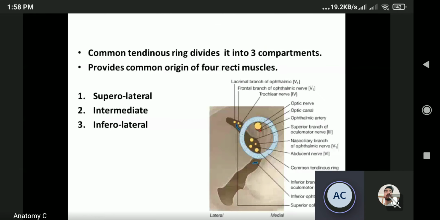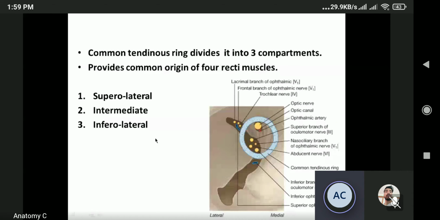So this also we have discussed. This common tendinous ring divides into 3 compartments, and this common tendinous ring provides the origin of 4 recti muscles. What are they? Superior, inferior, medial, and lateral rectus. So it divides this superior orbital fissure into superolateral, intermediate, and inferolateral compartments.